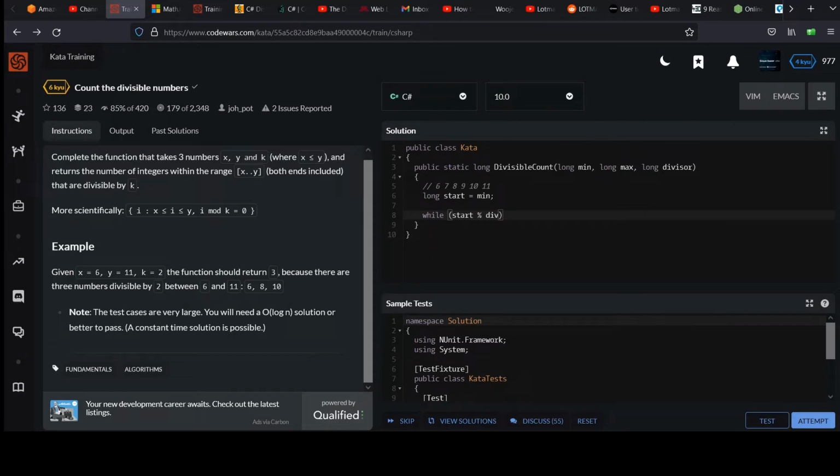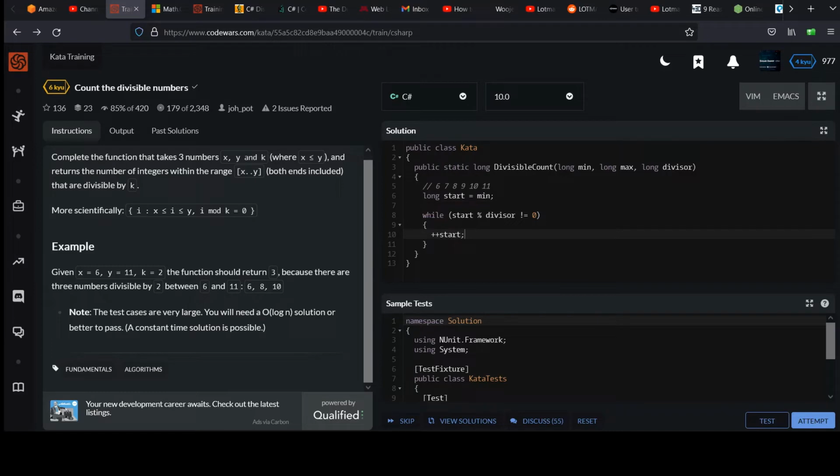So I can do something like, while start modulo divisor is not equal to 0, right? That means we didn't find a clean divide, so I'm just going to bump the value. I start at 6, it's going to go up to 7, then 8, then 9, and so on.